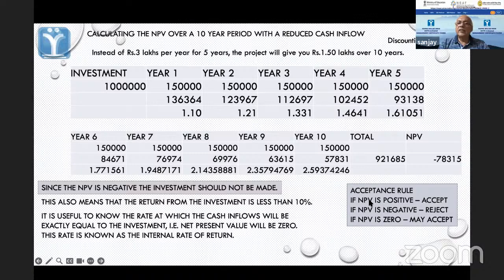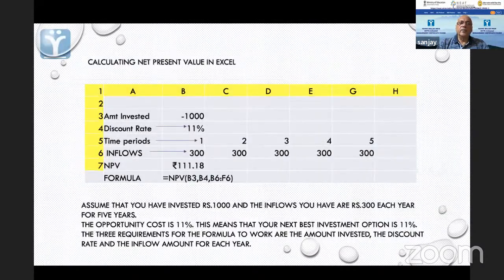So the basic rule is, if NPV is positive, accept. If NPV is negative, you reject. And if NPV is 0, you may accept. Why may accept? May accept means now you look at the non-financial factors. Financially, at least you won't be making a loss because it's 0. You will get back as much money in present value terms as you had invested in the beginning. But now you'll have to look at other factors. Maybe it's a green company, it's a better investment. So you could use logic of that sort to justify your investment.